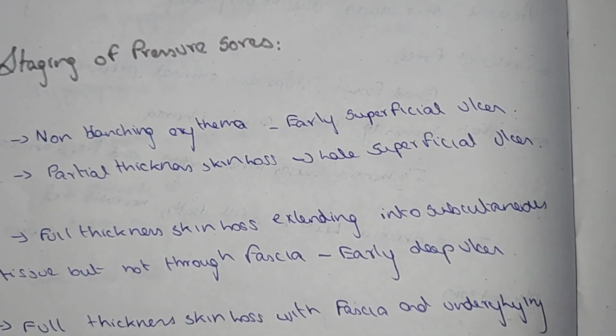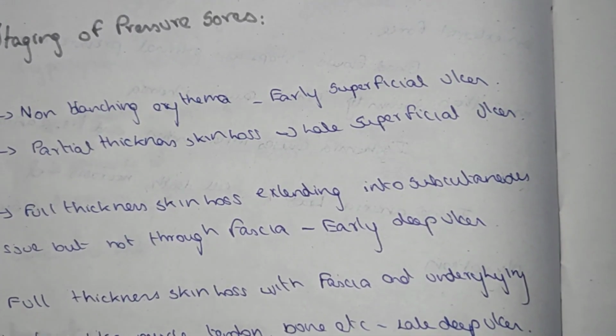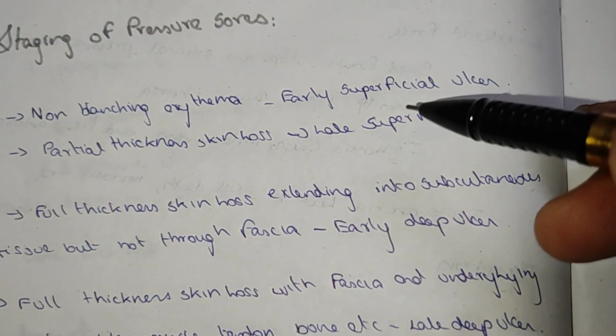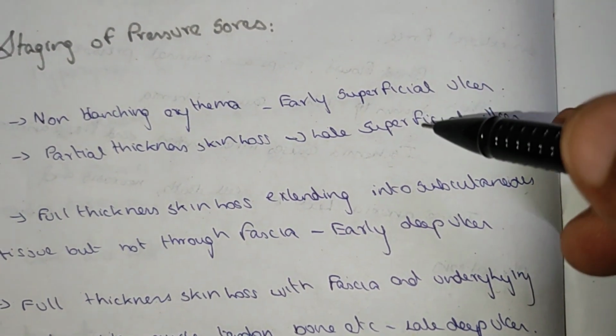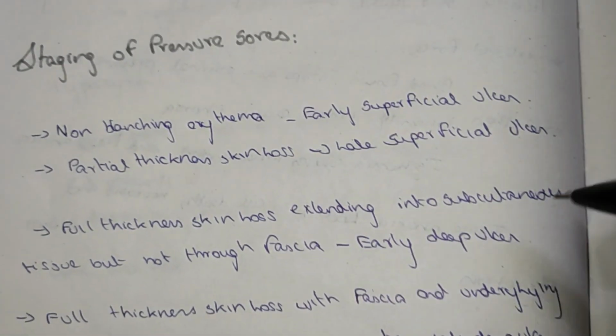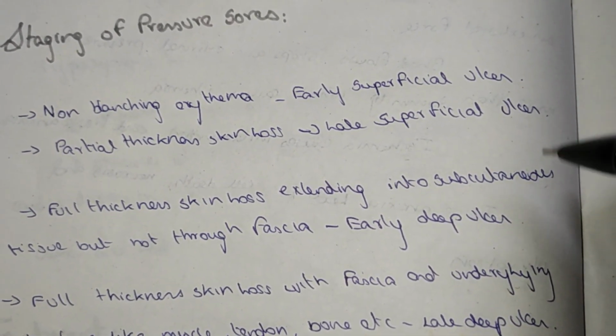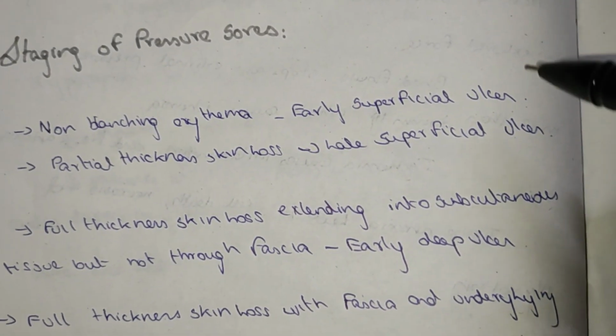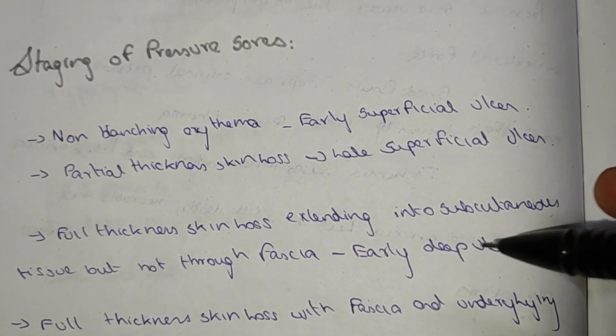Now the staging of pressure sores. There are 4 stages of pressure sores. The first stage is early superficial ulcer, then late superficial ulcer, early deep ulcer, and late deep ulcer. These are the 4 stages of pressure sores.